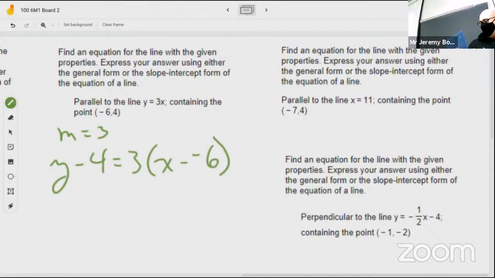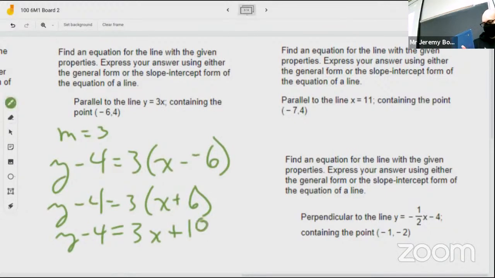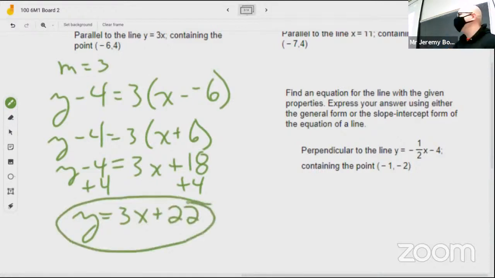So let's work that out. It's going to be y minus 4 equal to 3 times x plus 6. That 3 is going to distribute to the x. It's going to distribute to the 6. So y minus 4 is equal to 3x plus 18. Never do 8s. There we go. And we're going to add 4 to both sides to solve for my y. So y is going to equal 3x plus 22. That's going to be the equation of our line.